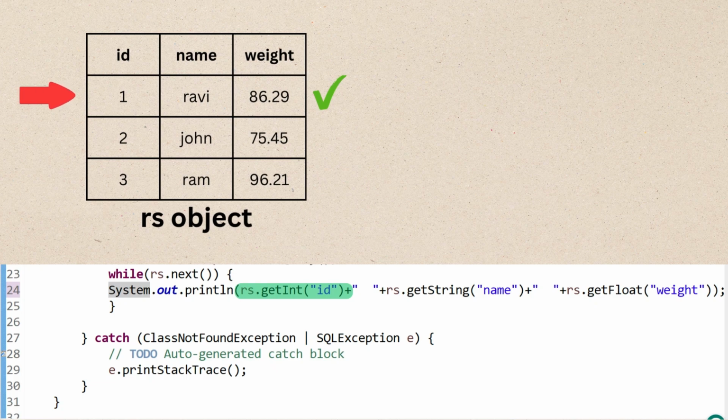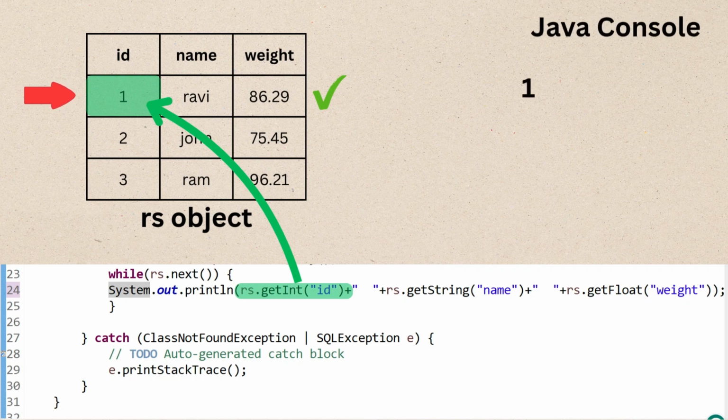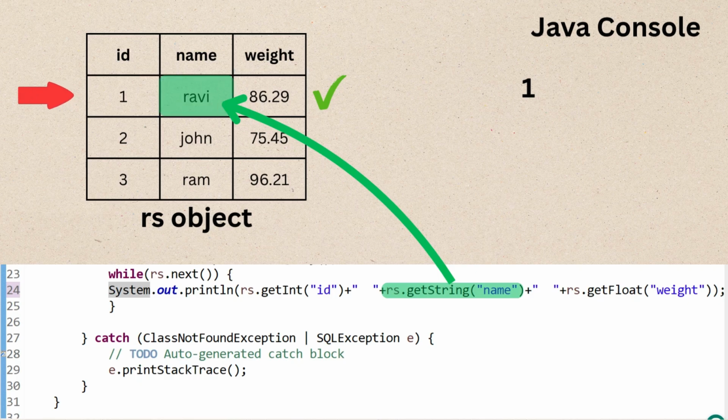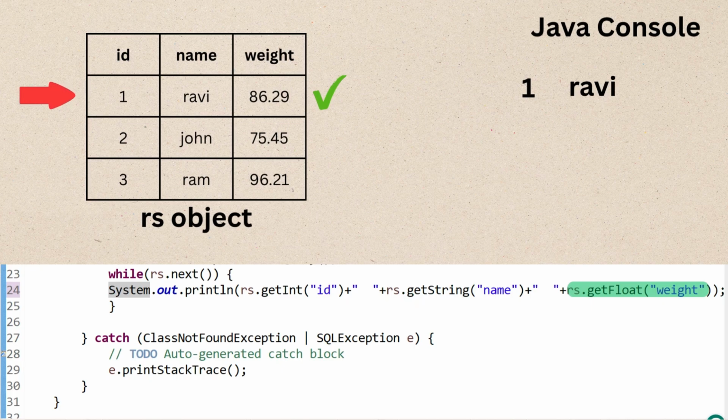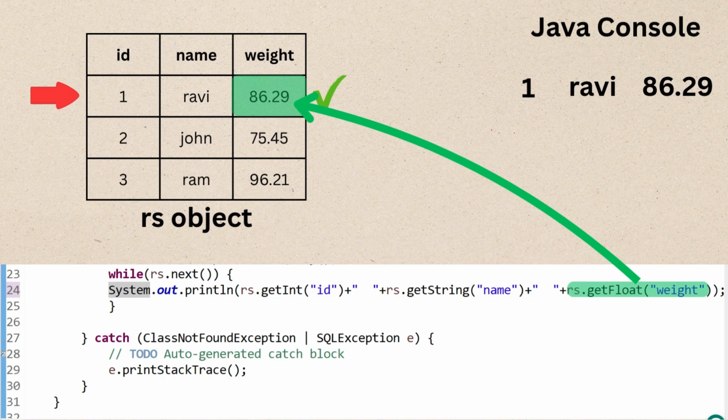The method reads the value of the id column from the current row and returns it as integer, and value 1 will be printed. After two spaces, we are printing rs.getString of name. This method reads the value of the name column from the current row and returns it as string, so the value Ravi will be printed. After two spaces, we are printing rs.getFloat of weight. This method reads the value of the weight column from the current row, returns it as float, so the value 86.29 will be printed.